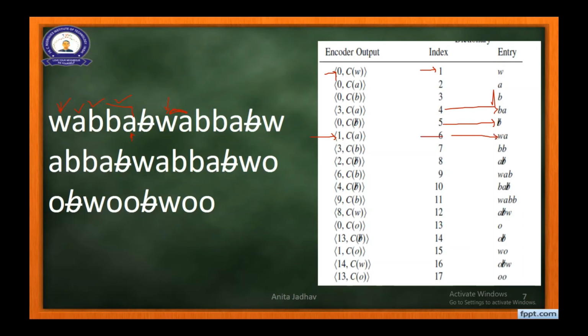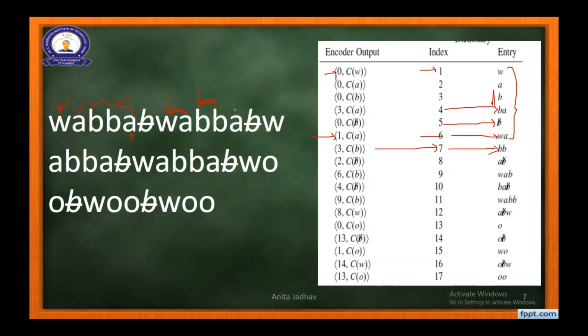So I will write sixth will be WA. Similarly, go for BB. So these two letters, is it there in the dictionary? So I check, the dictionary is made up to this. So it is not there. So I send the index for B, which is nothing but 3, and I will make a new entry at the same row. So I will write seventh entry is BB.